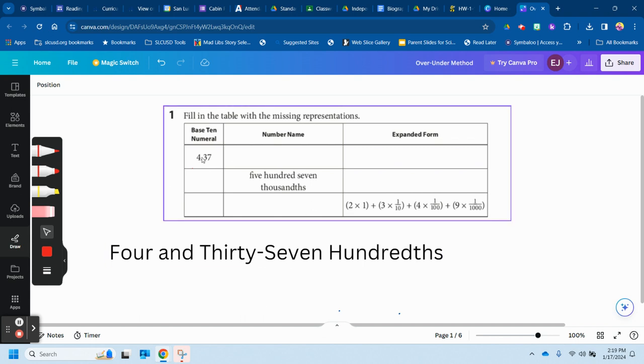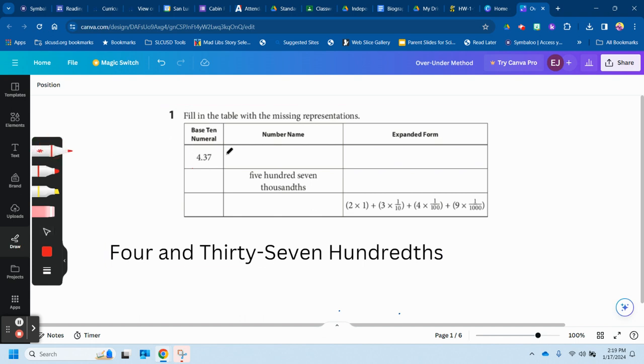You'll have to do something like this: fill in the missing representations with base 10 numeral, the number name, expanded form. So I took the liberty to take this out. This is writing this out with the typing tool. The decimal point means "and", and I think we pretty much got that. And you say the number, and the 7 is in the, well, you have to find what place that is: tenths, hundredths. Okay, so this is 4 and 37 hundredths.